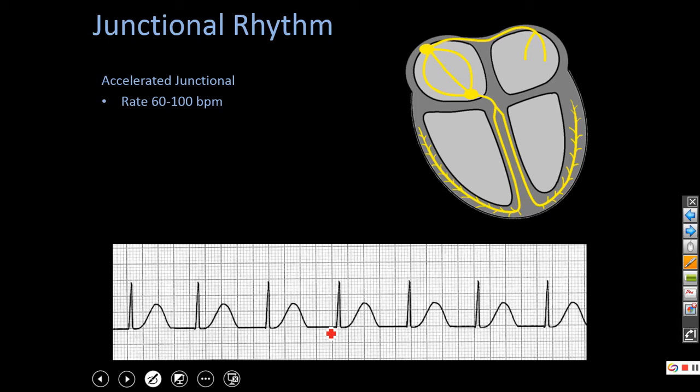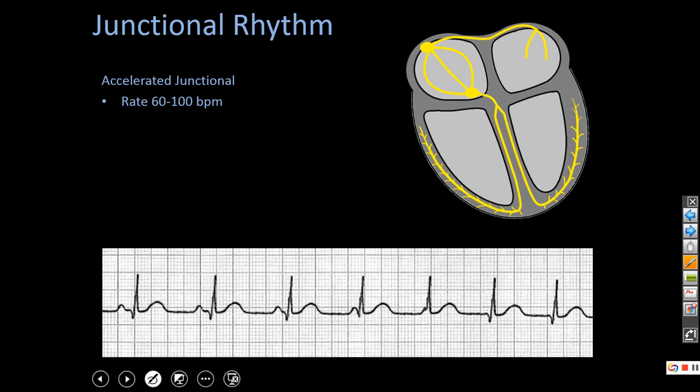Okay, accelerated junctional rhythm. This is when the AV node is pacing at a rate between 60 and 100 beats per minute. Since it's pacing at the same rate as the SA node, it's usually more of an interruption in rhythm, and it's not something that you generally want to happen. You can see here you've got no P waves, a narrow QRS complex, and a rate between 60 and 100 beats per minute.